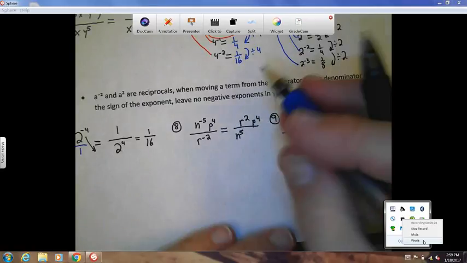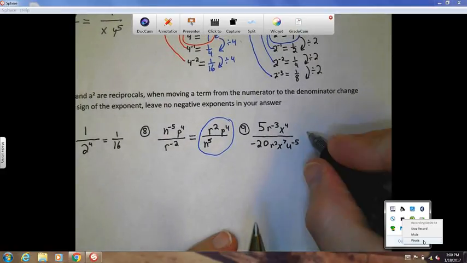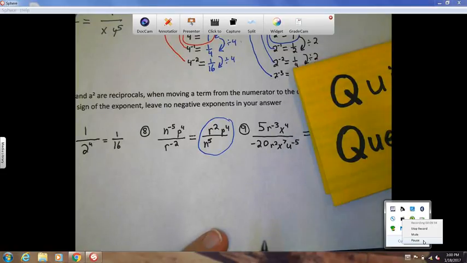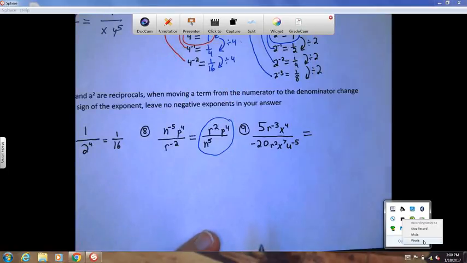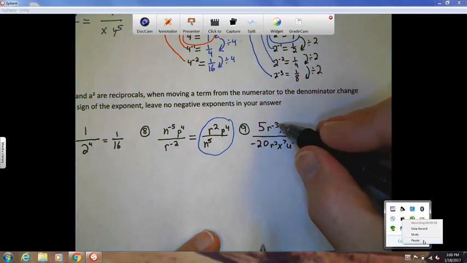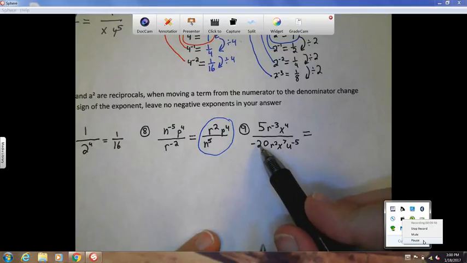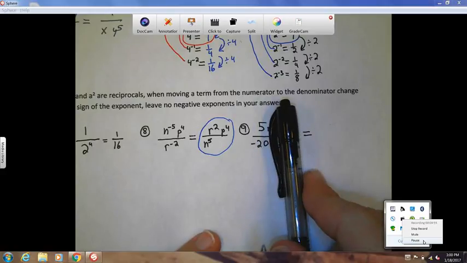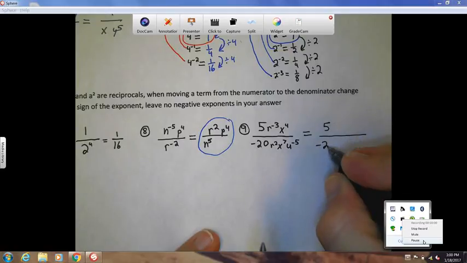Okay, next, let's look at this one. So here's a quiz question. Make sure you know the difference between an exponent and a coefficient. Negative exponents, like this 3, will need to be moved. Negative coefficients, like -20, do not move. Okay, that's just a fraction. It's 5 over -20. So I'm going to leave those for now. I know I've taken care of those, and I'm going to mark them out because when you get bigger problems, you don't want to lose track of everything.